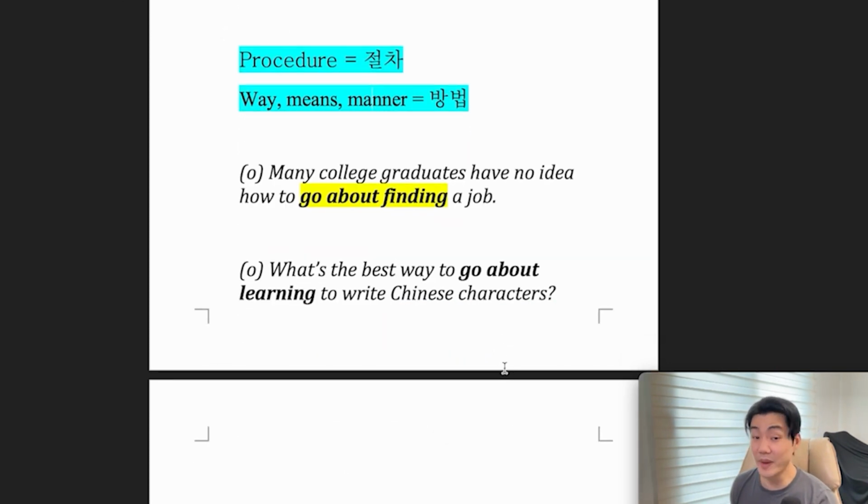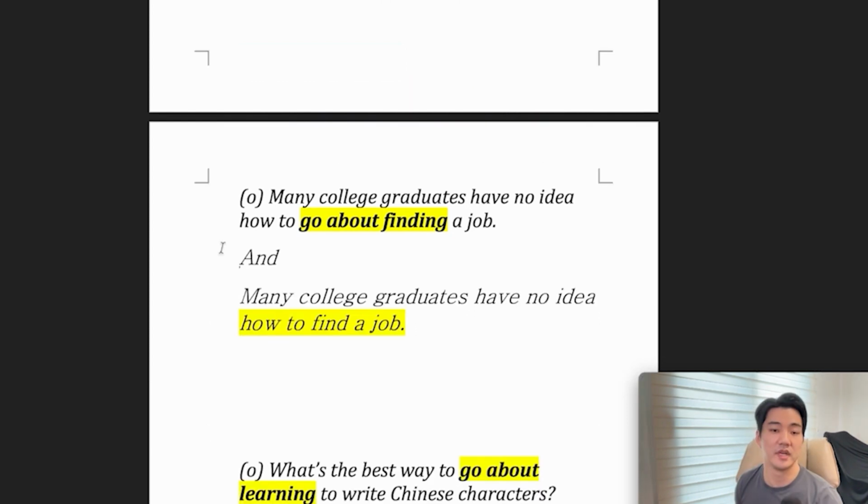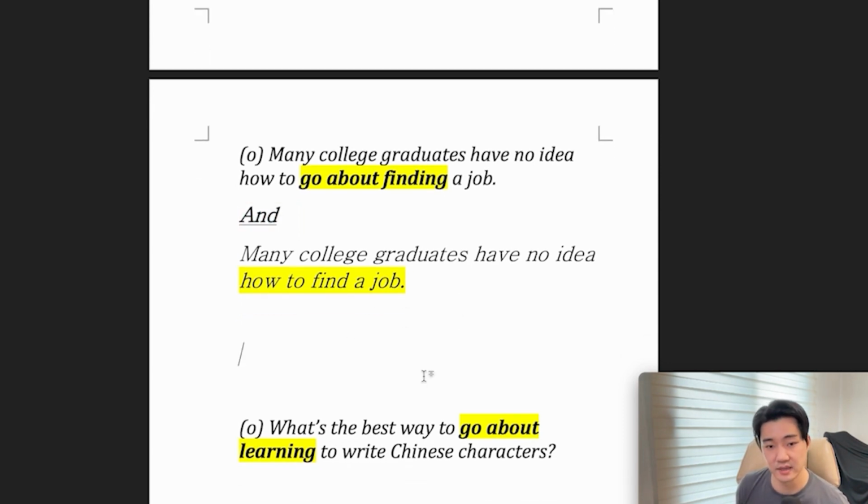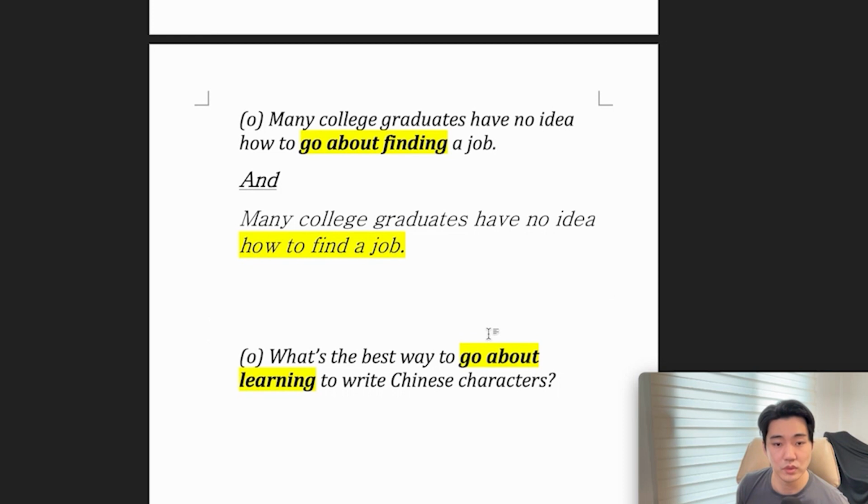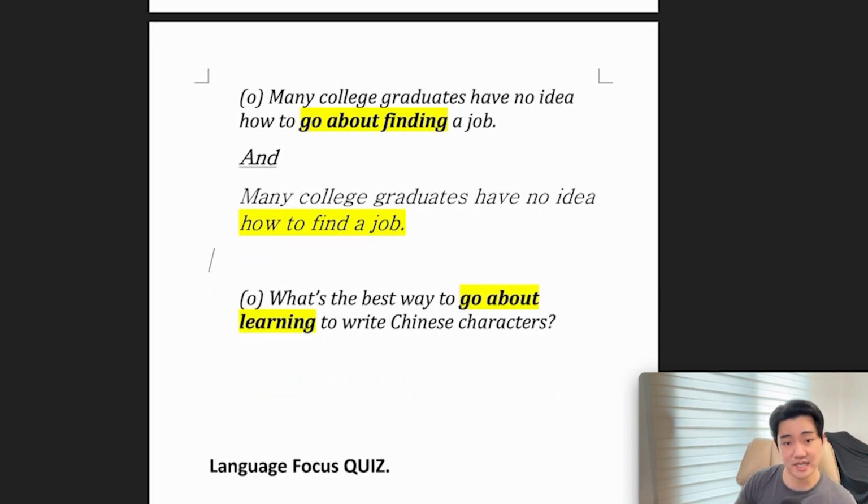What's the best way to go about learning to write Chinese characters? 한자 쓰는 법을 배우는 가장 좋은 방법은 뭐예요? If we look at it here, they're very similar in meaning. Many college graduates have no idea how to go about finding a job. Many college graduates have no idea how to find a job. They're very similar in meaning. Same here. What's the best way to go about learning to write Chinese characters? What's the best way to learn about writing Chinese characters? Very, very similar in meaning.